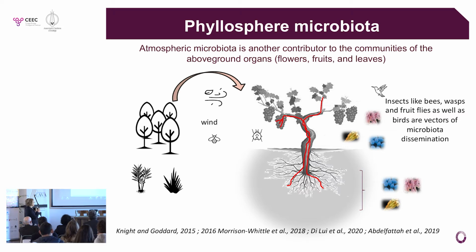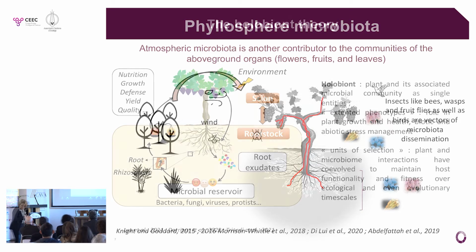So usually we consider that arthropods, insects, could disseminate microbiota over a short distance, a few meters to 1 kilometer, for example, local dissemination, whereas birds could disseminate yeast over a much longer distance, a few kilometers, could be even 100 kilometers. It was shown, for example, in New Zealand vineyards. So this dissemination of microbiota through different vectors is very important to understand the whole system.